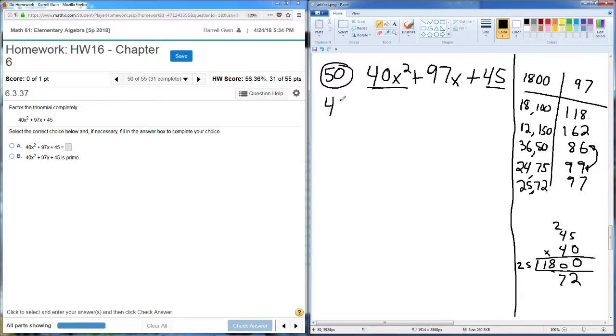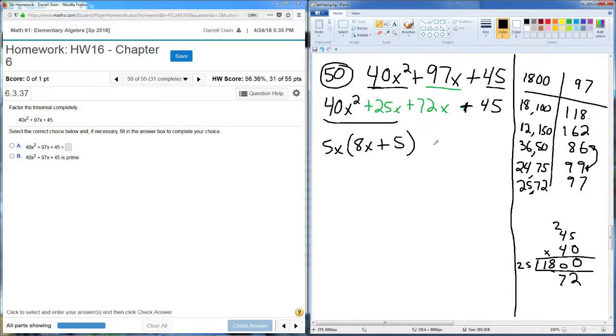Alright, here we go. 40x squared plus 25x plus 72x plus 45. Alright. 40 and 25 both have a 5, and they both have an x. The leftover is 40 divided by 5 is 8, and 25 divided by 5 is 5. And I automatically remove x. Copy the 8x plus 5 over here.